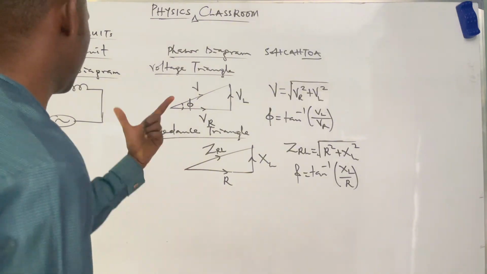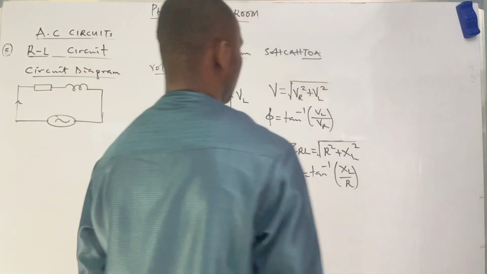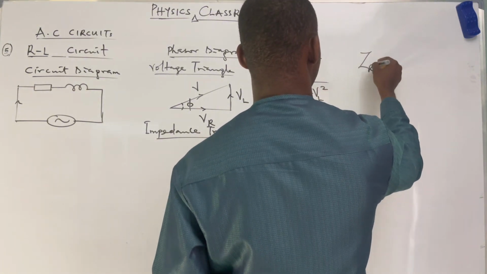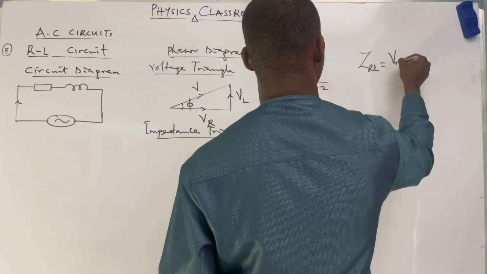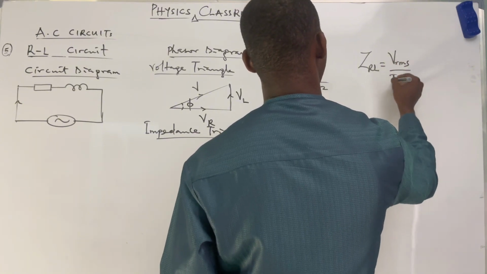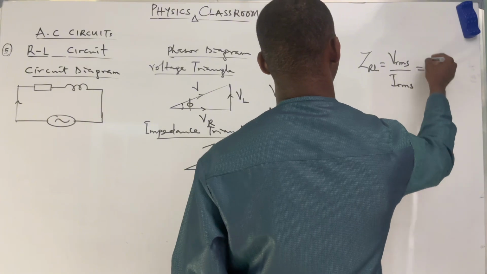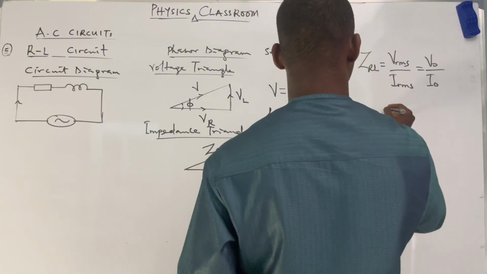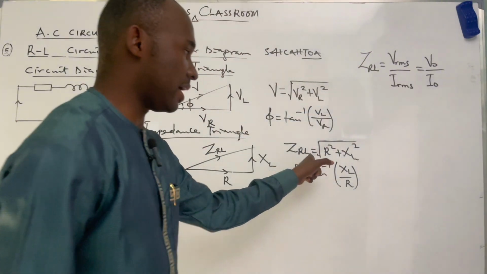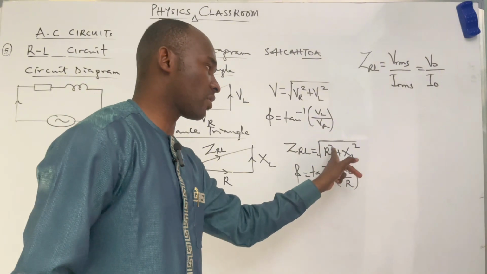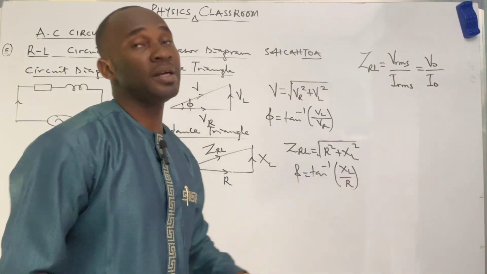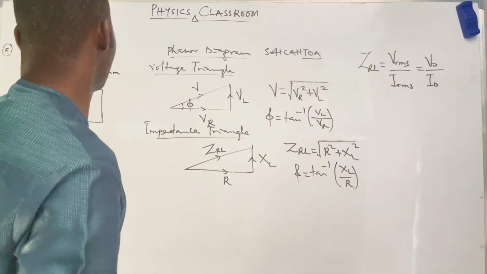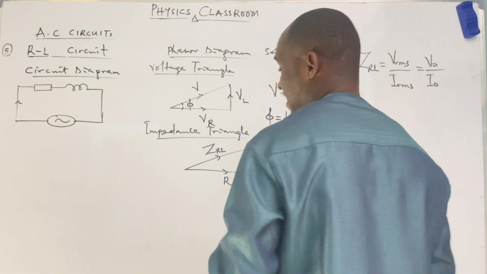It's very, very important. So from here, we can easily deduce that our ZRL will be equal to VRMS all over IRMS, or peak voltage all over peak current, or ZRL is equal to root of R squared plus XL squared. By the time we start taking questions, you will understand everything clearly. So we'll move to the second to the last, which is the sixth.